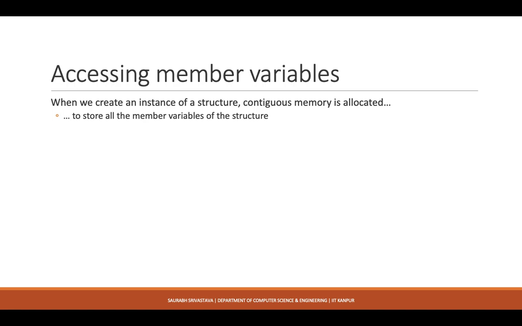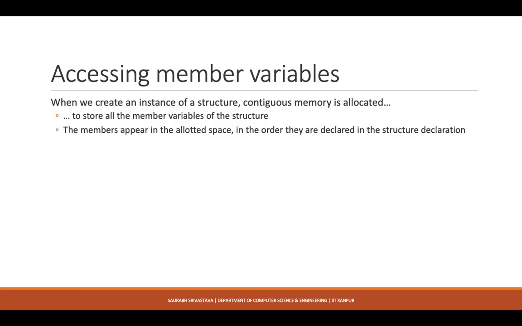So when we create structures, that contiguous memory allocation thing is also applicable here, right? Whenever I create a structure, some memory is allocated where all the member variables of the structure reside, and this memory again is contiguous. It's not like one member variable is sitting somewhere else and another member variable is sitting somewhere else. It's contiguously allocated. The members in the allocated block appear in the same order as they were declared in the structure declaration.